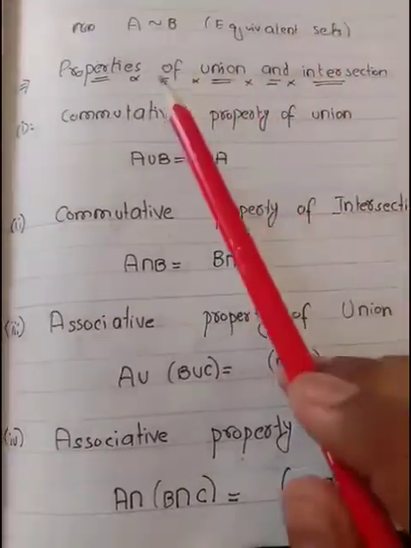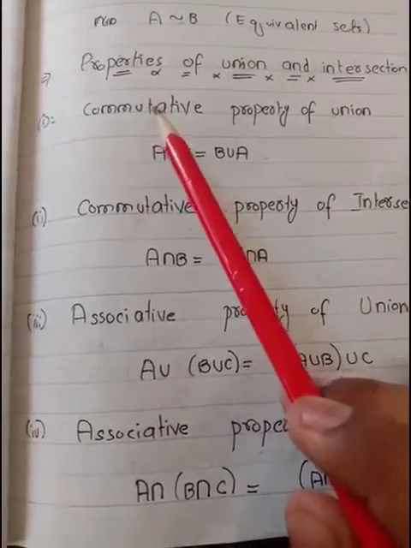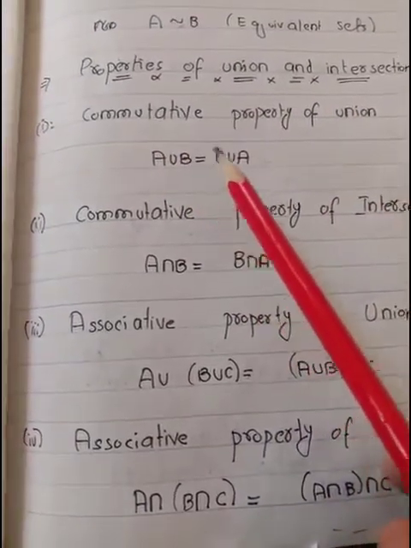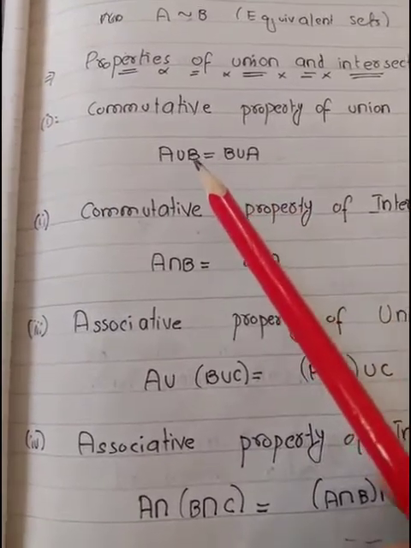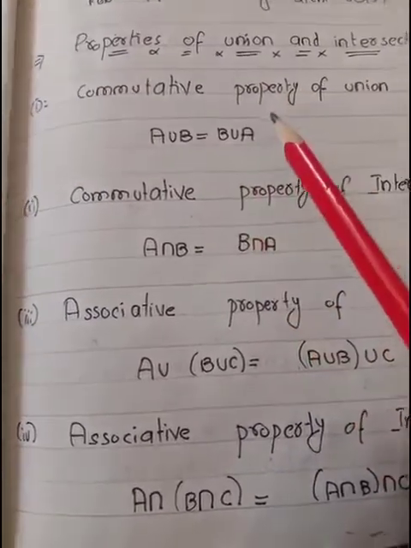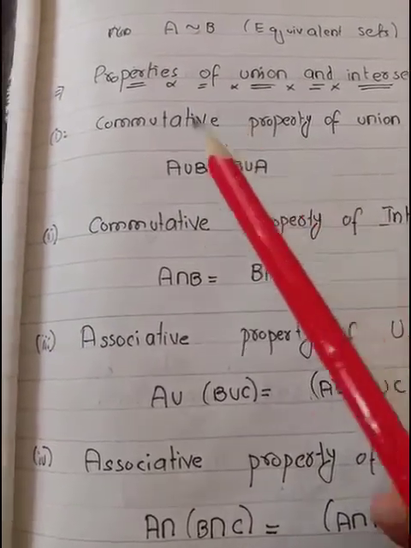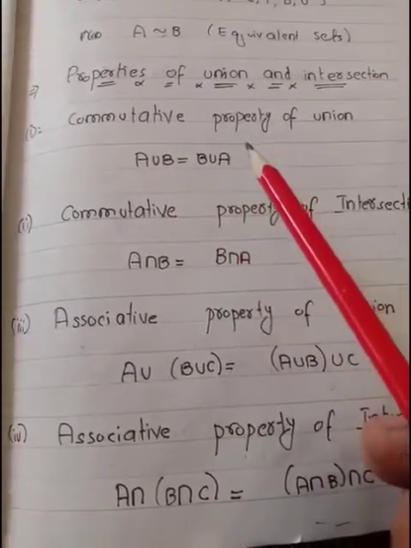Now coming to the properties of union and intersection. The first property is the commutative property of union. Here A union B equals B union A. If we first find A union B and second we find B union A, the answers of both will be equal. So this is the commutative property of union.